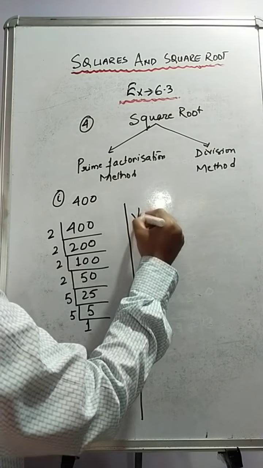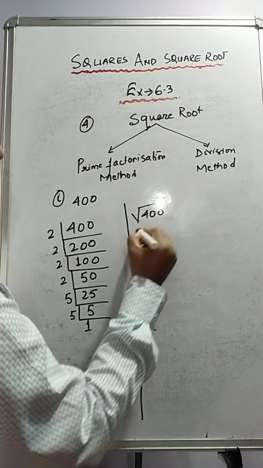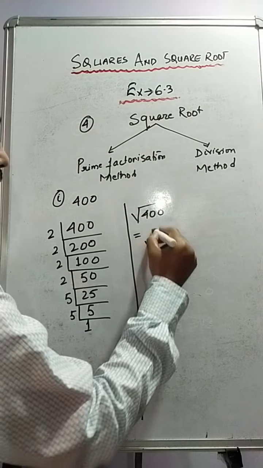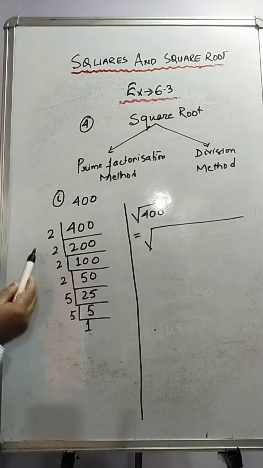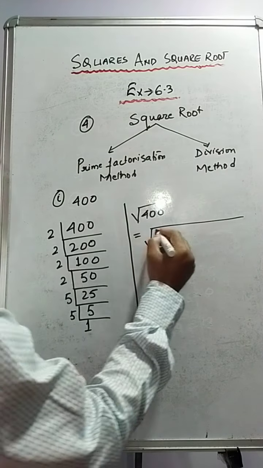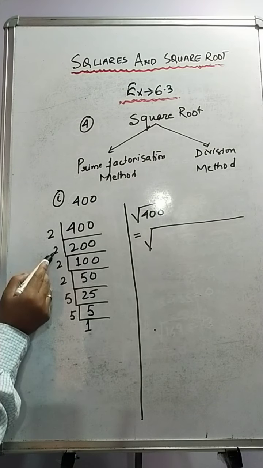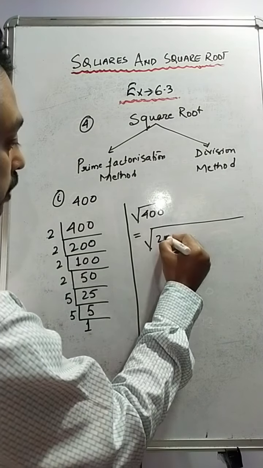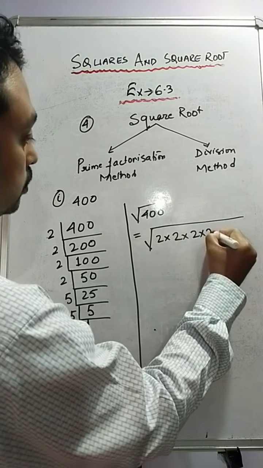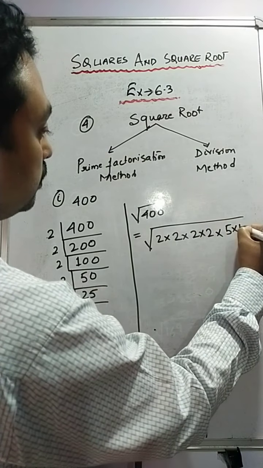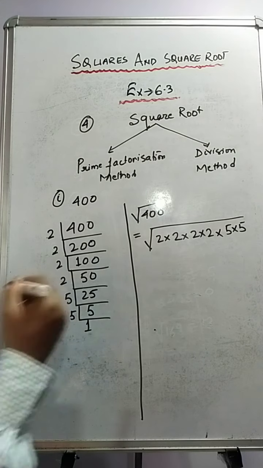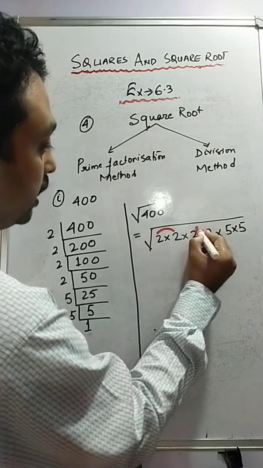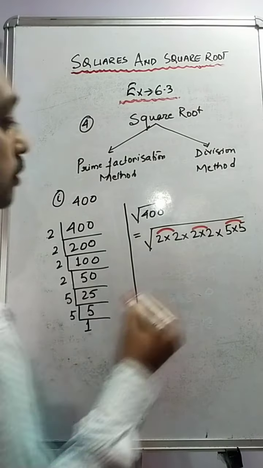We'll put 400 under the square root sign. We'll give one equals to sign, and then again we'll put one big square root sign. And under the square root sign, we have to write all those prime factors, students. So how many 2's are there? 1, 2, 3, 4. So 2 into 2 into 2 into 2, and then 5 into 5. Now what we have to do? Yes, we have to do the pairing.